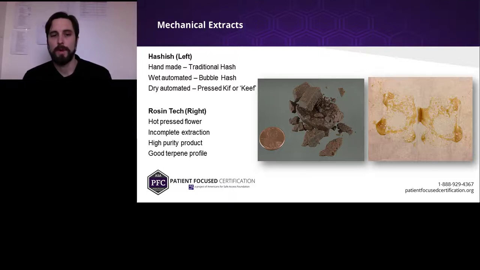On the right, we see rosin tech, which is basically taking an extract, or in this case, a flower, and pressing it. Now, this is a very pure product, but it's an incomplete extract. It gives a great profile of the compounds, but you're leaving a lot behind. So one of the drawbacks of rosin tech would be that it creates a very pure product, but there's a lot of waste left over.